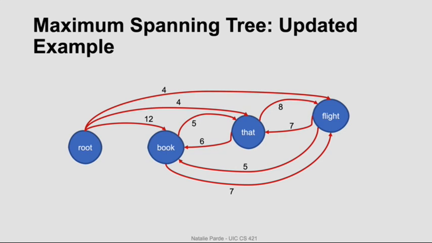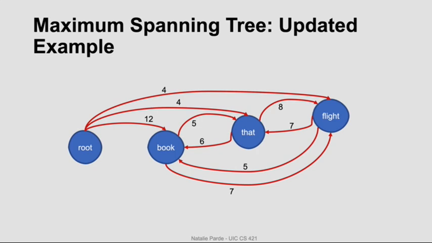We can walk through that entire algorithm with our sample graph here. So we'll start out with our graph containing 3 words, the root node, and a whole bunch of directed edges between nodes. There aren't any incoming edges to the root node, but there are incoming edges to book, that, and flight. And remember, we want to find the highest cost incoming edge for each of them.